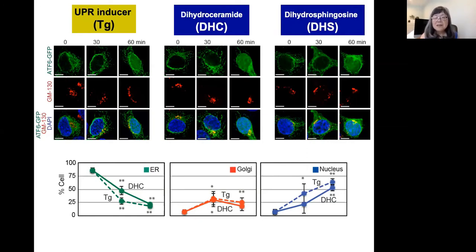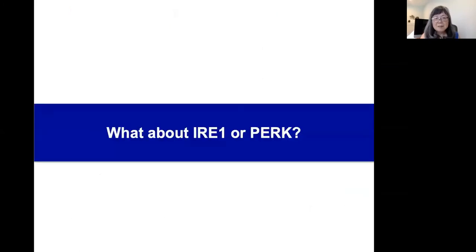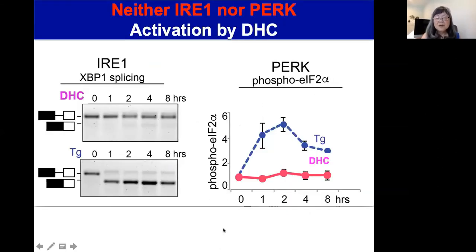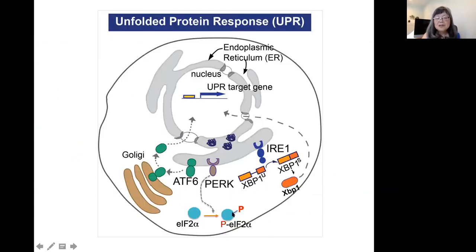So we thought maybe other UPR components, PERK and IRE1, might also be activated. So for PERK, we looked at the phosphorylation of eIF2 alpha. Actually, I should go back. This phosphorylation is carried out by PERK kinase. And the phosphorylated form of eIF2 alpha diminishes translation initiation. So essentially, this will repress the global translation. And that makes sense. If you have a lot of proteins in the ER to fold, you may not want to keep making a lot of proteins.